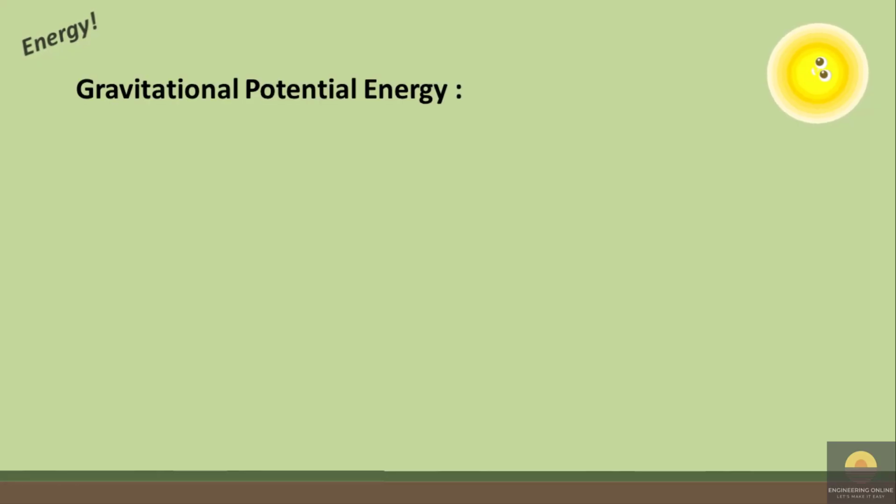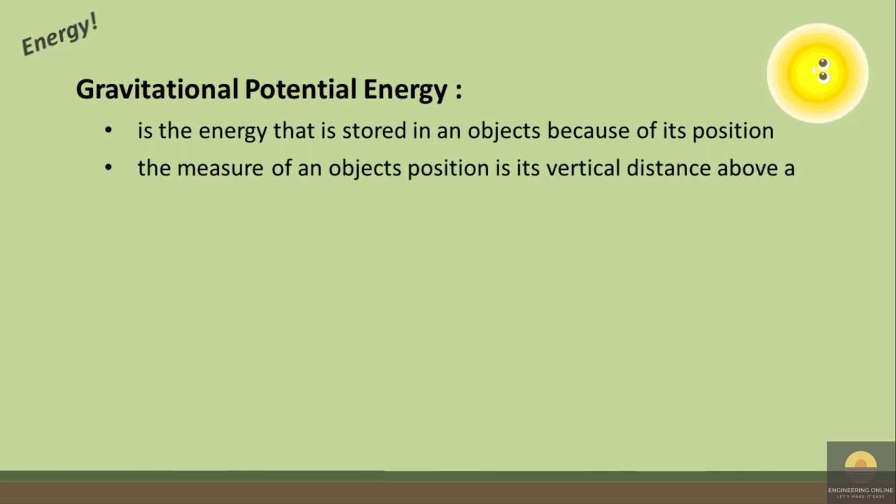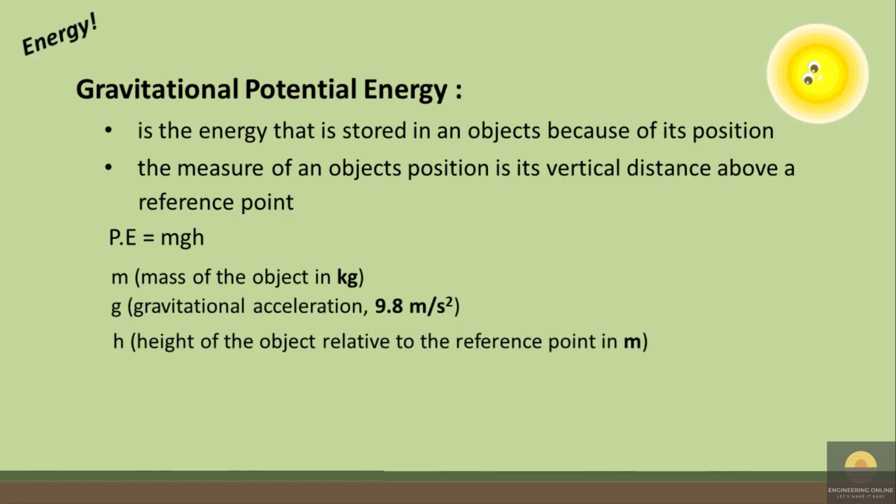Let us proceed to the gravitational potential energy. Gravitational potential energy is the energy stored in an object because of its position. The measure of an object's position is its vertical distance above a reference point. Normally, it is the Earth's surface but can be at any point. It is mathematically represented by the formula, where m is the mass of the object, g is the gravitational acceleration, and h is the height of the object relative to the reference point. The greater the height of the object to the reference point, the greater the potential energy.